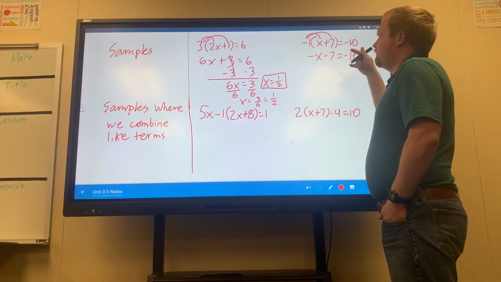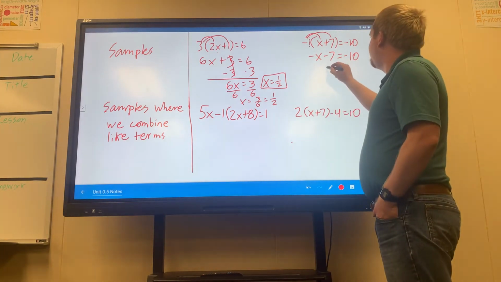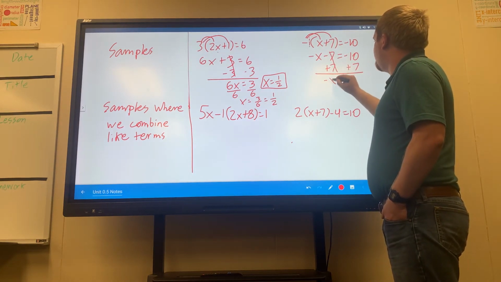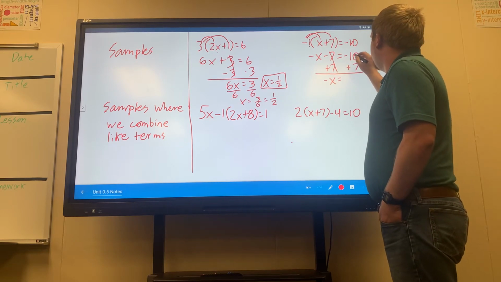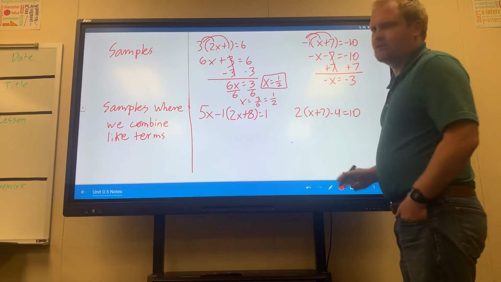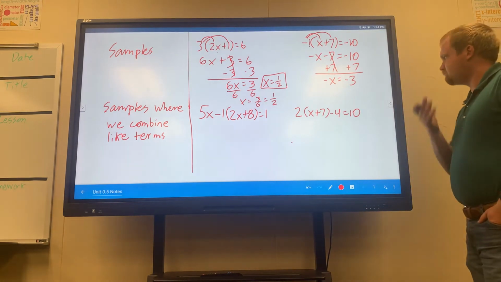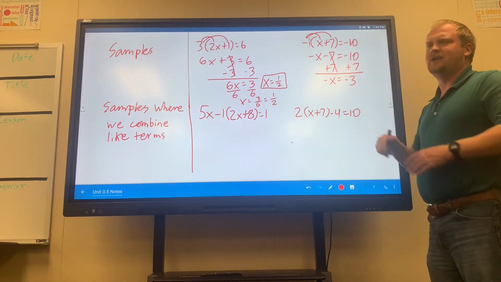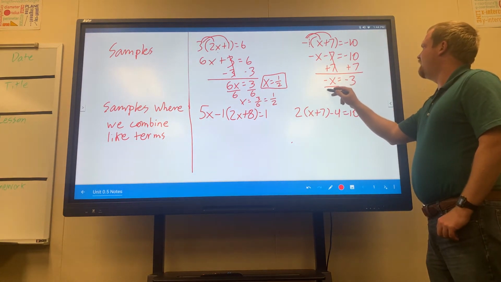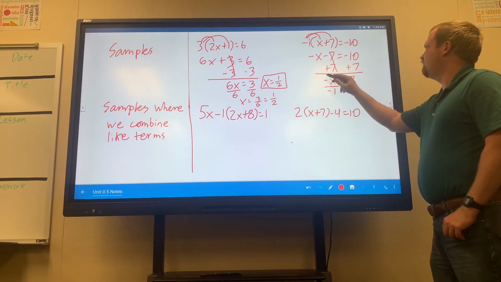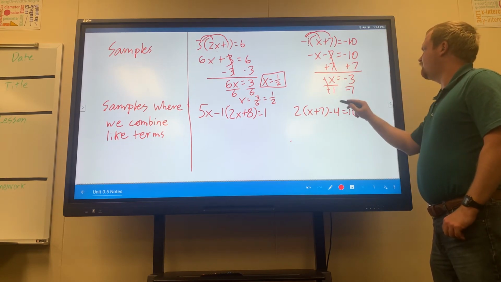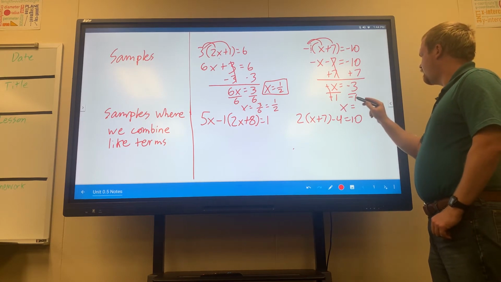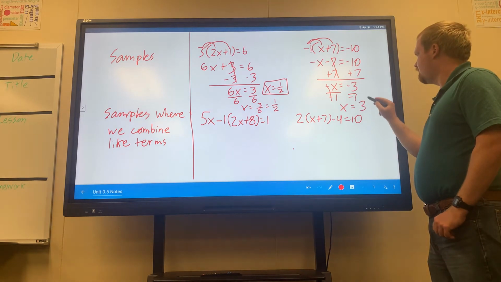-x minus 7. Since it's -7, I'm gonna add 7 to both sides. The 7's cancel out. -x equals -10 plus 7, which is -3. Now remember, I got a negative x. I can't just leave it as a negative x. I got to make it positive. So I'm going to divide by -1 on both sides. The negatives cancel out. So I'm left with 1x equals -3 divided by -1, which gives me +3.